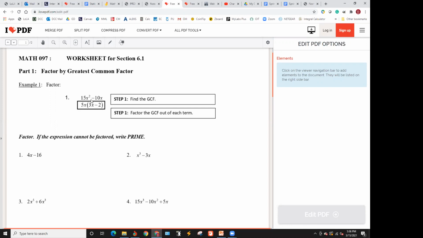They've got 15x squared minus 10x, so that's two terms. So the first thing we do is look for a number, the largest factor, hence the greatest common factor, that will divide into both 15 and 10. Hopefully it should be kind of obvious without having to do the tree, unless you really want to, that 5 is that common factor. When you have numbers that end in 5 or 0, those are factorable by 5. So 5 is one of the factors of these two numbers.